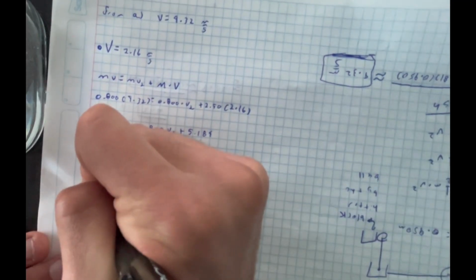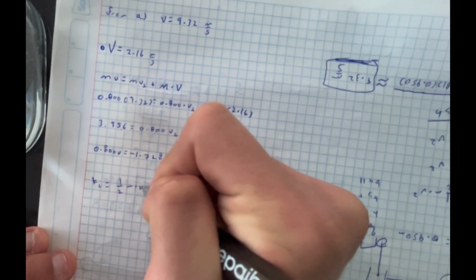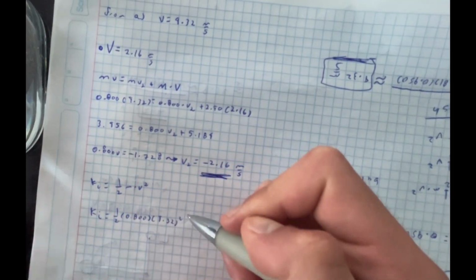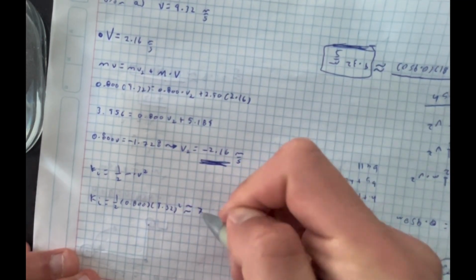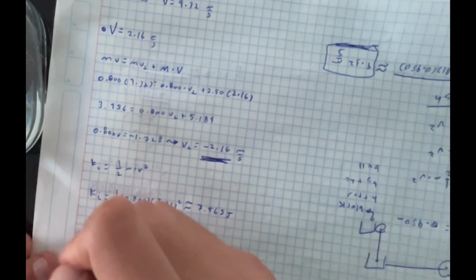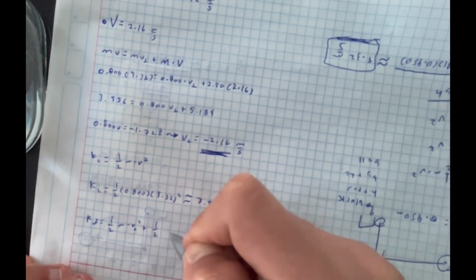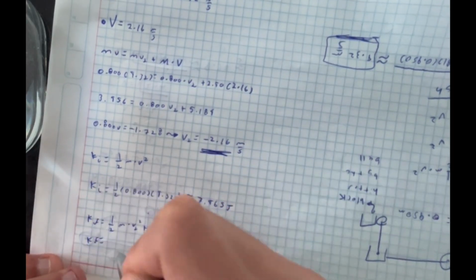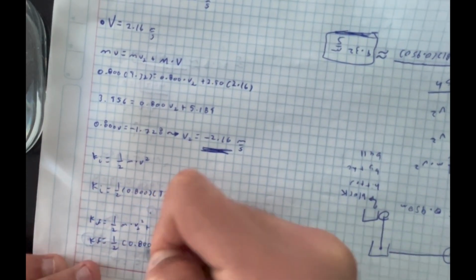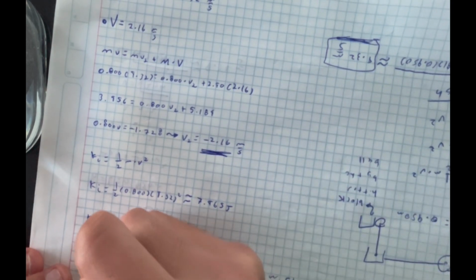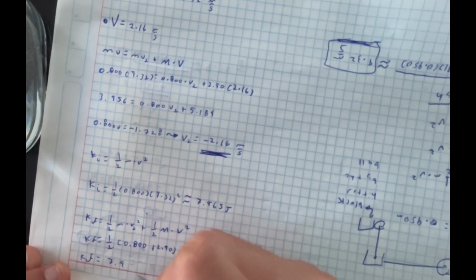Now, we compare kinetic energy. For the initial kinetic energy, after substituting the initial velocity, we get 7.47 joules. For the final kinetic energy, if we substitute both velocities, we get 7.47 joules. Since the total kinetic energy before and after the collision is the same, kinetic energy is conserved. Therefore, the collision is elastic.